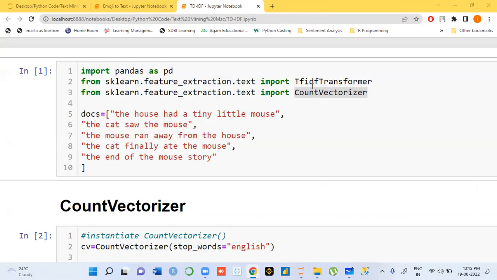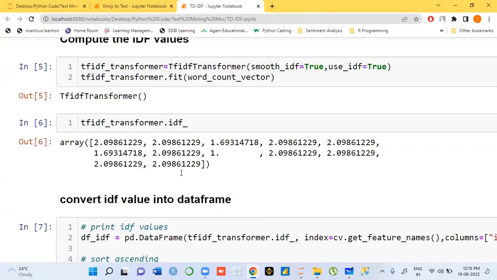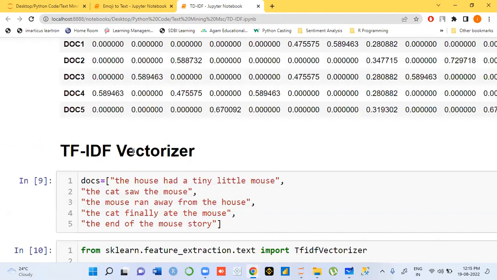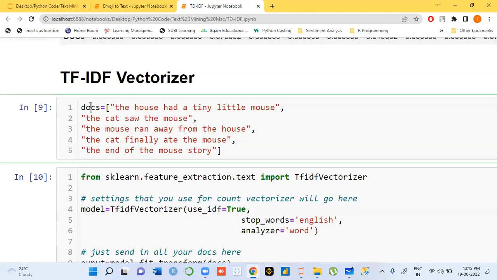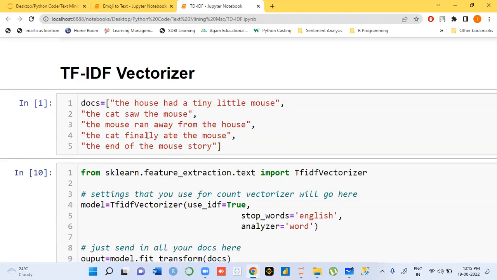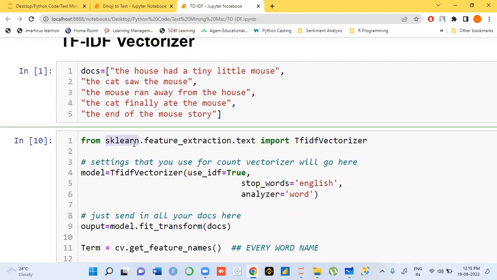First, I'll go with the second one, which is TF-IDF. It becomes easy to understand. TF-IDF vectorizer, this is the main function. This is the data which we have. From sklearn, the sub-package feature extraction, and the function name is TF-IDF vectorizer.